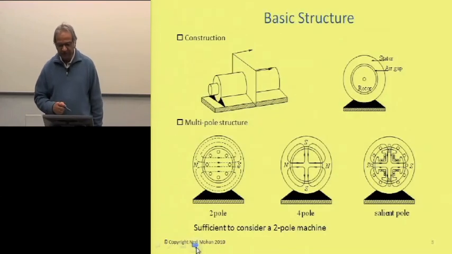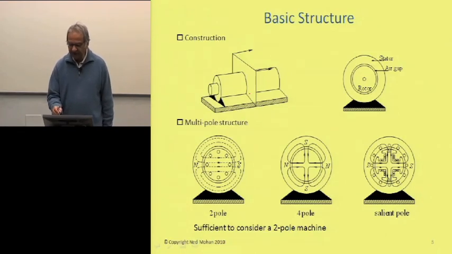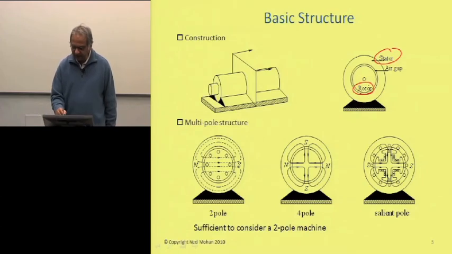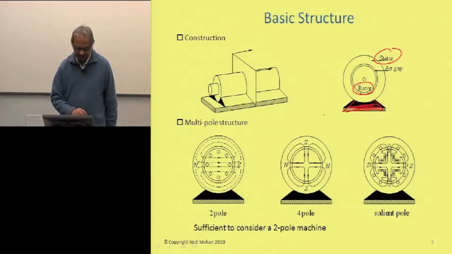So let's look at the basic structure. These machines are usually cylindrical as shown here, and if we cut them by a plane perpendicular to the axis of the shaft and look from one side, what we see here is that we have a rotor, and then there's a stator. So the rotor is here and the stator is here, and there's an air gap in between that has to be there so the rotor can turn, and the stator is affixed to this foundation over here.